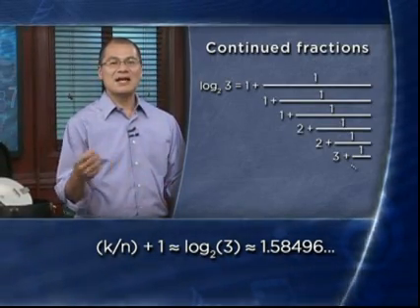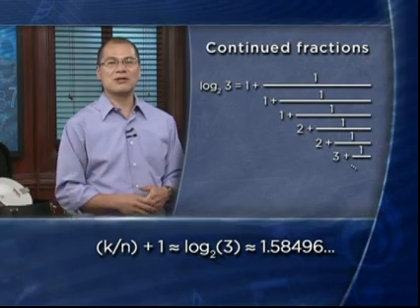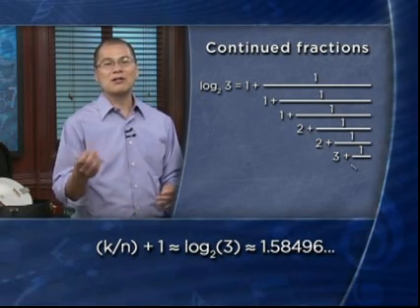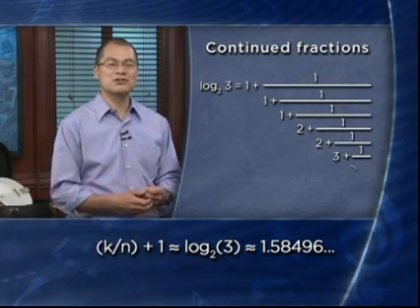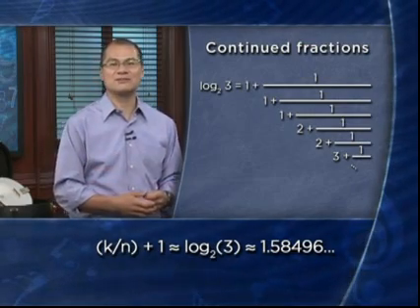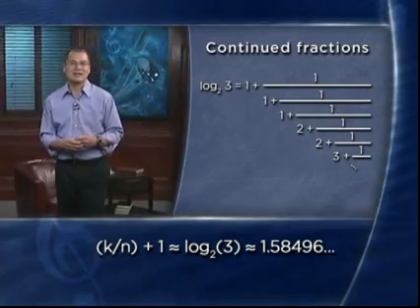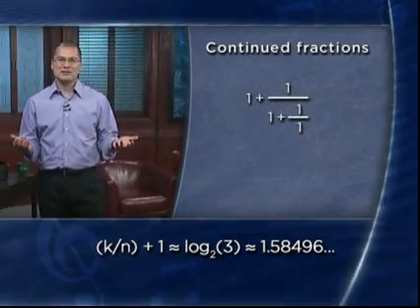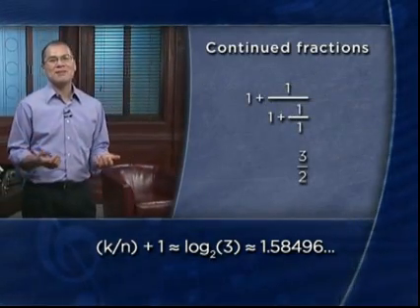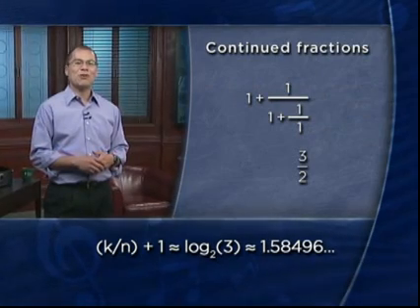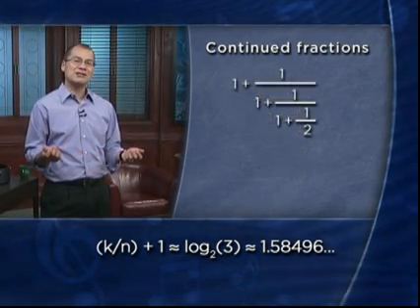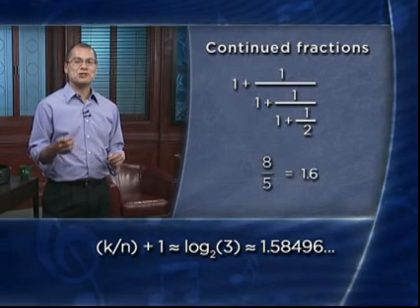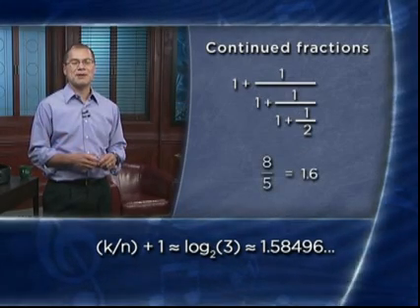Now, you can see it's not quite as simple as the other 2 continued fractions that we've seen, but it works the same way. And if we want a rational approximation, we're really just asking the question, where should we cut off this fraction? If we stop after 2 layers, the number we get is 3 halves. That's not a very good approximation of 1.58496. If we stop after 3 layers, we get 8 fifths, which is 1.6. That's a little bit better.